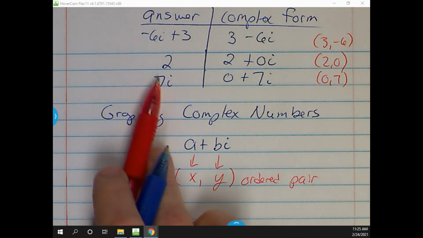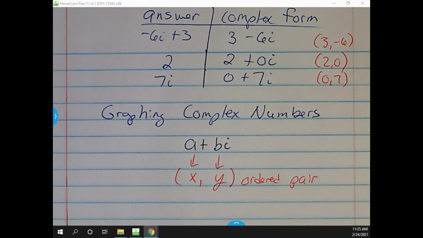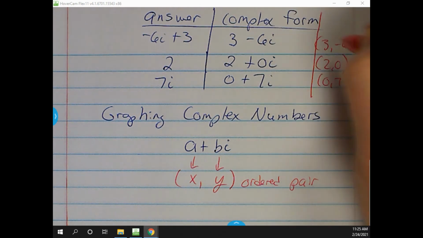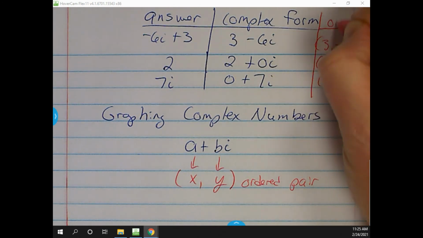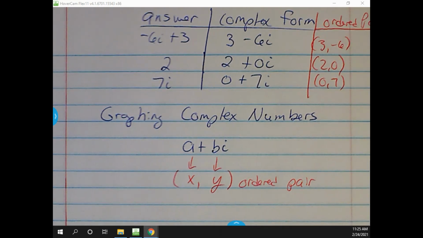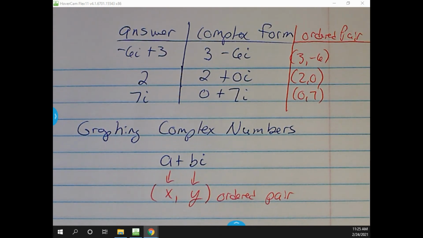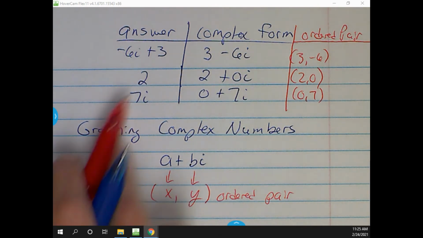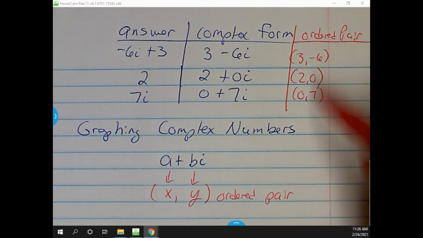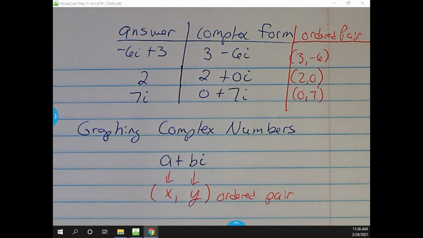That one's not a big deal. But these two, if you don't put the zeros in place, sometimes people miss those because they're like, well, how am I going to graph just a 2? So you've got to rewrite this as an ordered pair. That's the only time you really have to worry about writing it in a true complex form. If you've got to graph it, then yeah, you need to go back and rewrite it like this, so then you come back and graph those numbers.